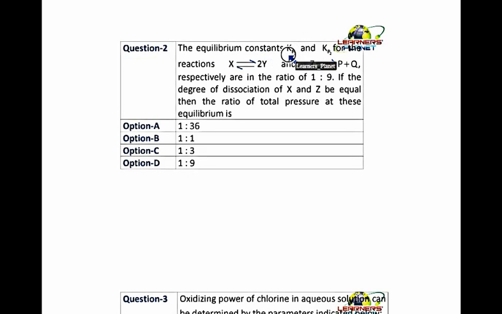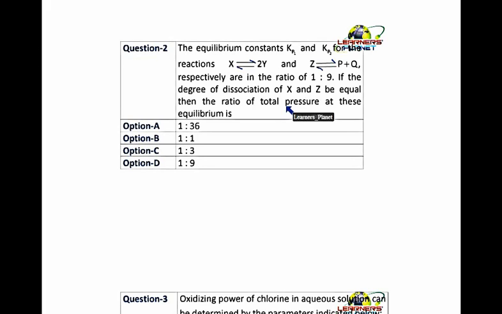See this question. The equilibrium constants Kp1 and Kp2 for the reactions X giving Y and Z giving P plus Q respectively are in the ratio of 1:9. If the degree of dissociation of X and Z be equal, then the ratio of total pressure at these equilibria is. So what do you have to find out? You have to find out the ratio of the total pressures. How are we going to find out the ratio of the total pressures?